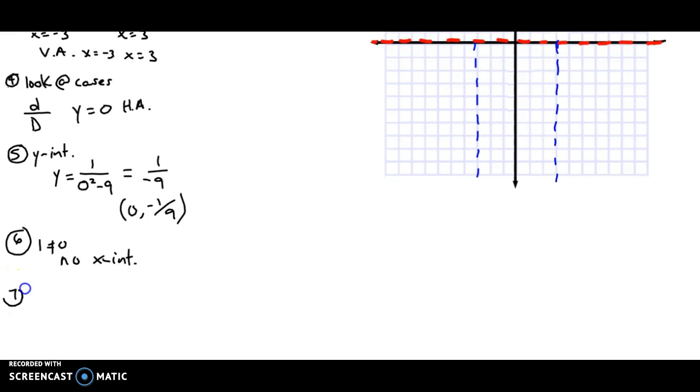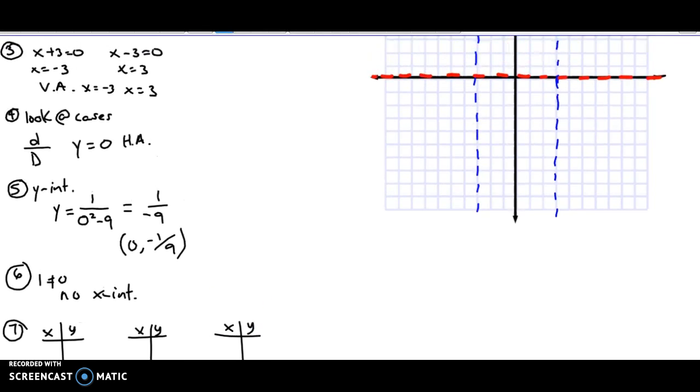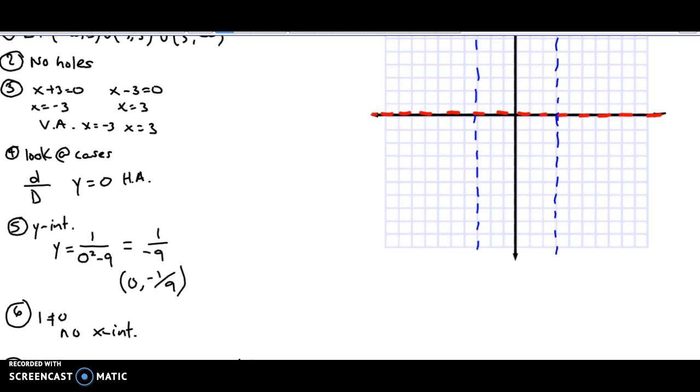Step 7 tells us to go ahead and create our table, with a set of x and y's for our table. I'm going to go back up here and plot the y-intercept, which is negative 1/9, possibly right about there. So I'm going to throw this in my calculator and graph this so I can find some table points.